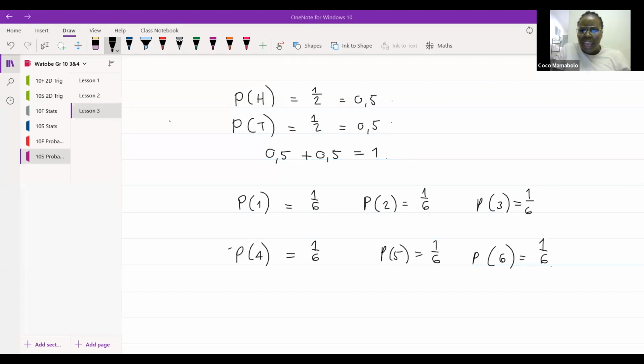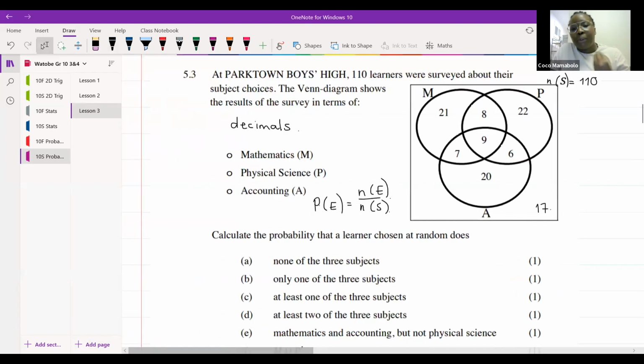If I add up all of them, the probability of the total must be 6/6, which is equal to 1. So when I say that the probability of all events in this sample space, all of them put together must equal 1. Give me a thumbs up if what I'm saying makes sense.